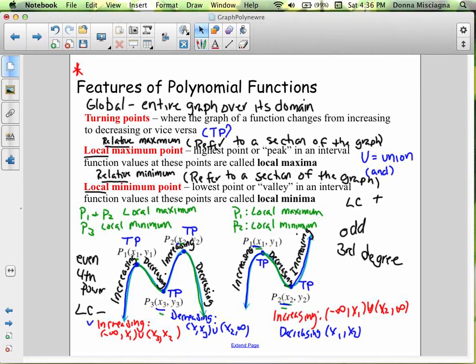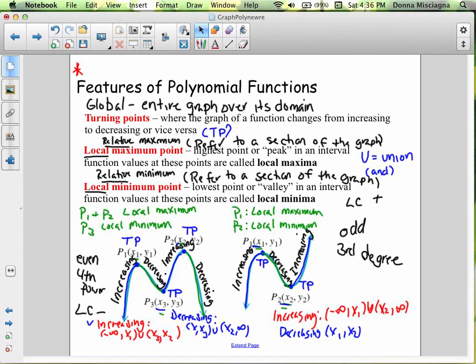So let's look at what other information I have on this. We talked about increasing, decreasing. We talked about turning points. We talked about relative maximums and relative minimums. And the last thing I'm going to talk about is degree and leading coefficient and how I knew which was which. And I'm actually going to tell you how I knew it was degree 4 as opposed to degree 2 or degree 6.